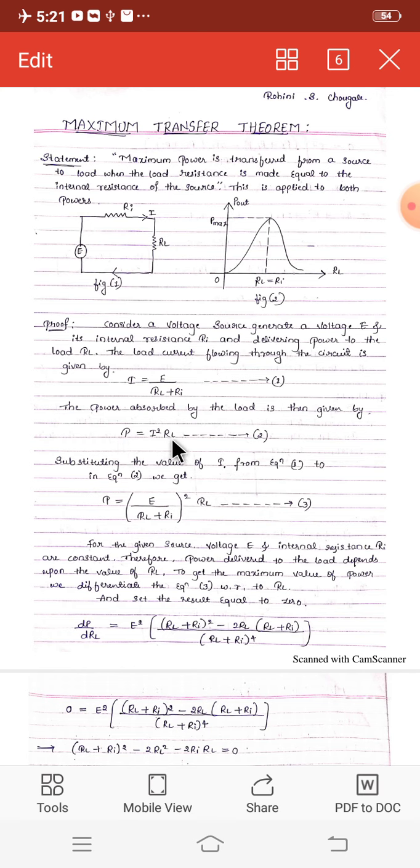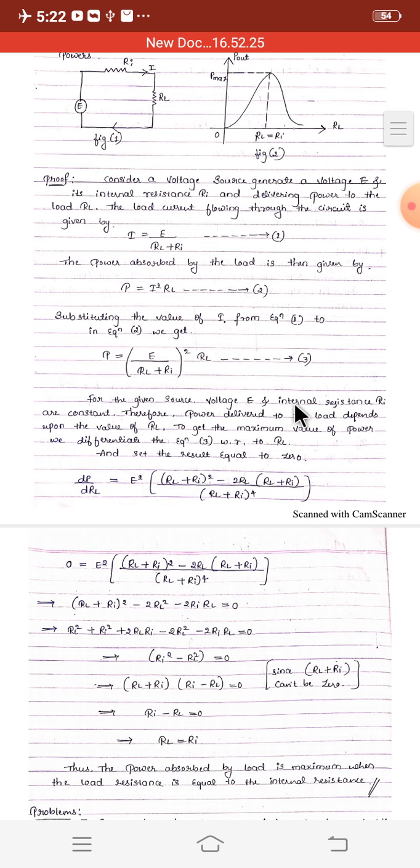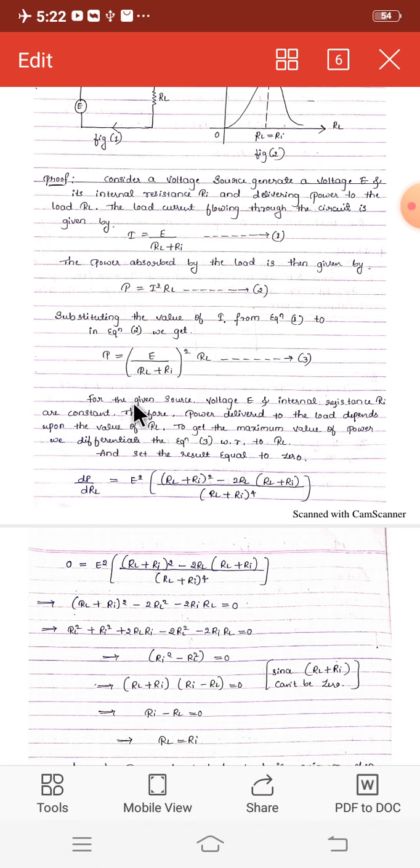We know P equals I square R, so I square RL. Here the power absorbed by the load is considered, no? So that's why I have taken only RL, not Ri. Next, P equals I square RL. Substitute the value of I in this expression and see here. For the given source voltage E and internal resistance Ri, E and Ri are constant. Therefore, the power delivered to the load depends upon the value of RL.